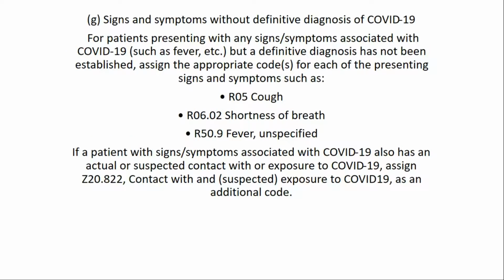Signs and symptoms without definitive diagnosis of COVID-19. For a patient presenting with any signs and symptoms associated with COVID-19, but a definitive diagnosis has not been established, assign the appropriate code for each of the presenting signs and symptoms, such as cough, shortness of breath and fever. If the patient with signs and symptoms associated with COVID-19 also has an actual or suspected contact with or exposure to COVID-19, you have to assign code Z20.82 for contact with and suspected exposure to COVID-19 as the additional code.